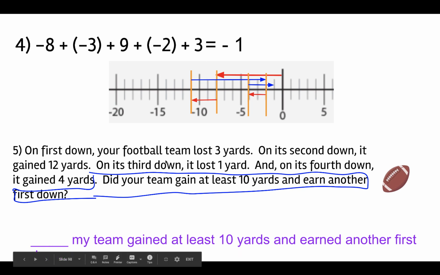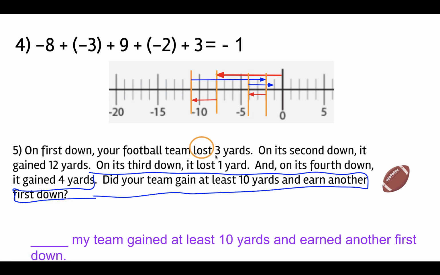Let's go line by line. Look for key operation words. Lost, that's a -3. On its second down, it gained, that's a +12. On its third down, it lost, that's a -1. And on its fourth down, it gained, that's a +4. So now we need to write, just like the directions stated before, an addition problem for this. Well, this loss goes with the 3 yards, so let's underline our important numbers first. This gain goes with the 12 yards. The loss here goes with the 1 yard. And the gained here goes with the 4. Did I miss any? We're ready to write that expression.